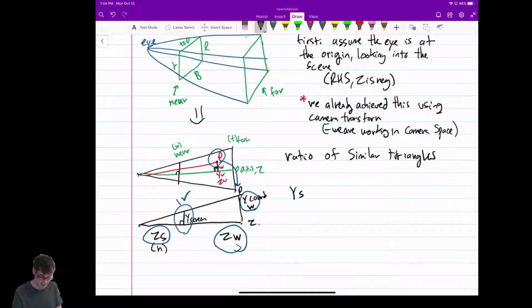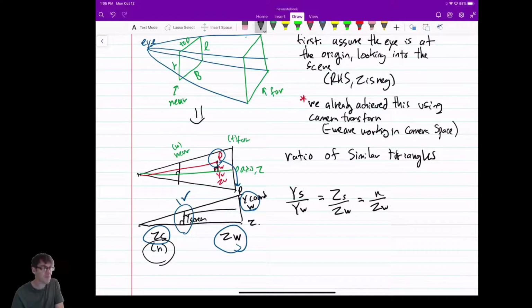The y in screen space over y in world space, so this edge, the ratio of those edges equals the ratio of my z in my screen space over my z in my world space, right? So it's the ratio of similar triangles. Those are the same ratios. I know this here is really just n, and I can just say equals n over zw. Now, based on what we were saying earlier, I'm going to put a negative in front of my zw.